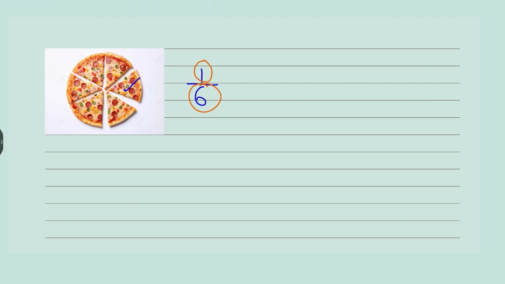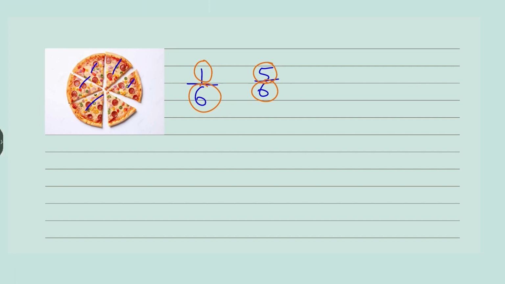Now let's take another example. 5 by 6. The numerator 5 is lesser than the denominator 6. This is a proper fraction too. Now let's see what the fraction represents on the picture. 1, 2, 3, 4, 5. 5 slices are being chosen out of 6 slices. This is still less than one whole pizza. That is why it is a proper fraction.